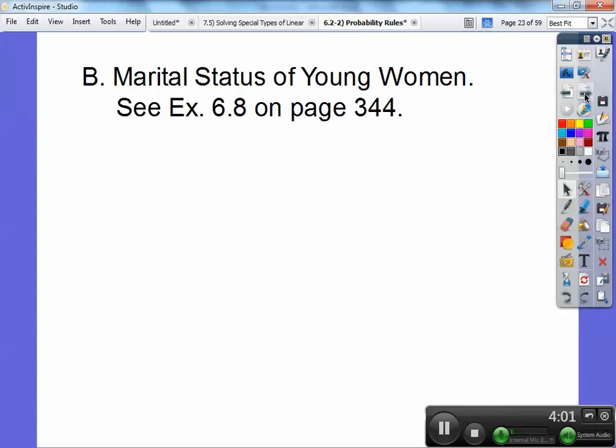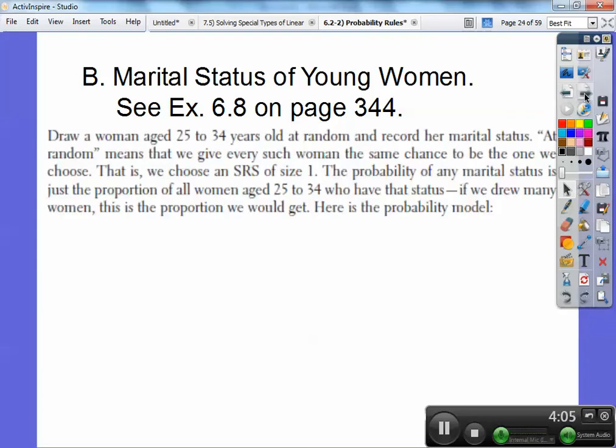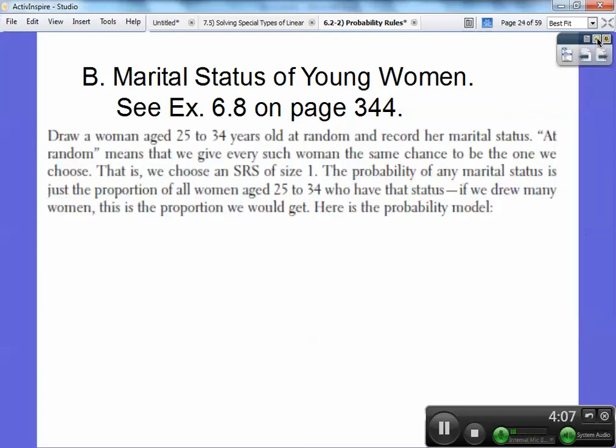Okay. All right, so the marital status of young women. Okay, so here's an example in our book. So let me get this out of the way so we can see what's going on here. So draw a number at ages 25 to 34 years old at random and record her marital status.